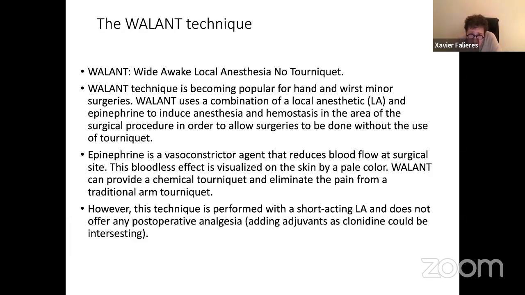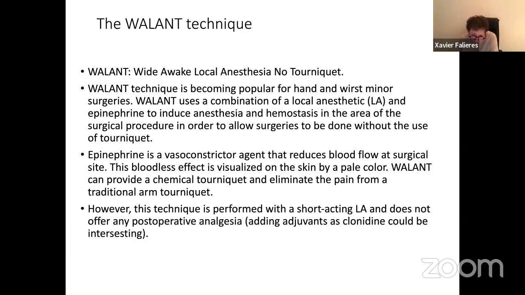WALANT uses a combination of local anesthetic and epinephrine to induce anesthesia and hemostasis in the area of the surgical procedure in order to allow surgeries to be done without tourniquet. Very, very useful. Epinephrine is a vasoconstrictor. We spoke about it for blocks. It reduces the blood flow at the surgical site. It gives a bloodless effect and a good visualization for the surgeon to operate. The skin at the hand becomes totally pale. It provides a chemical tourniquet and eliminates pain from a traditional arm tourniquet. So, very interesting.